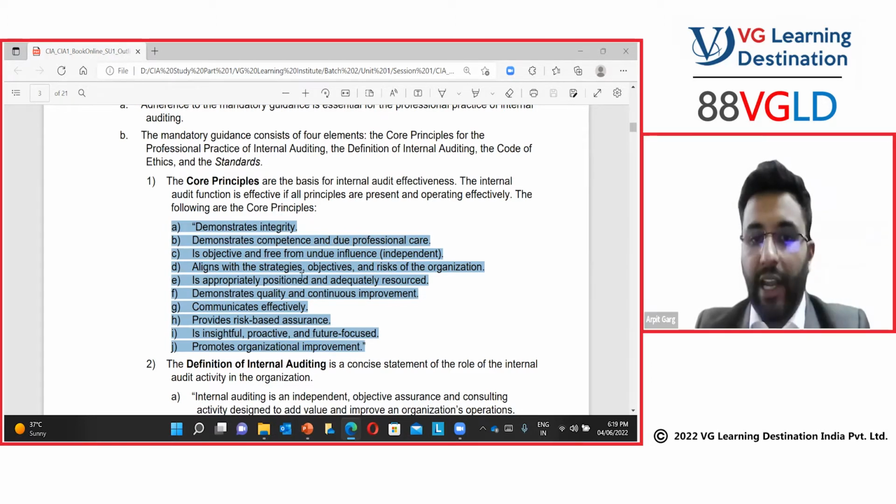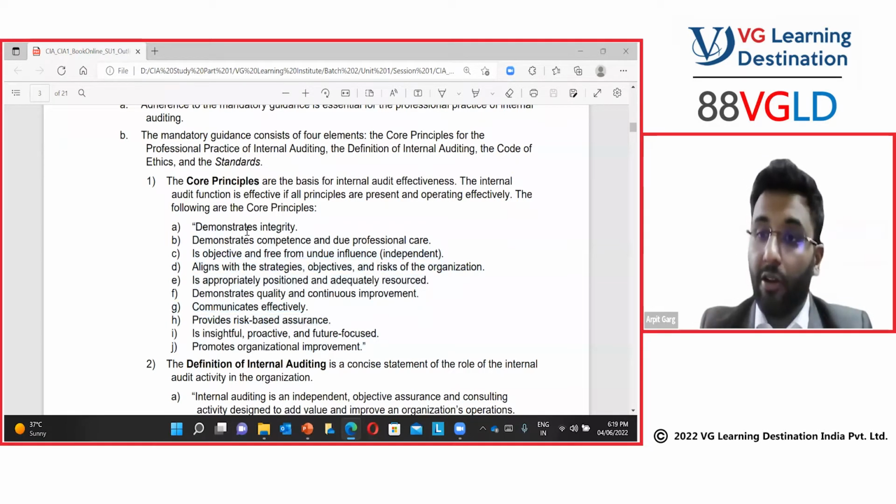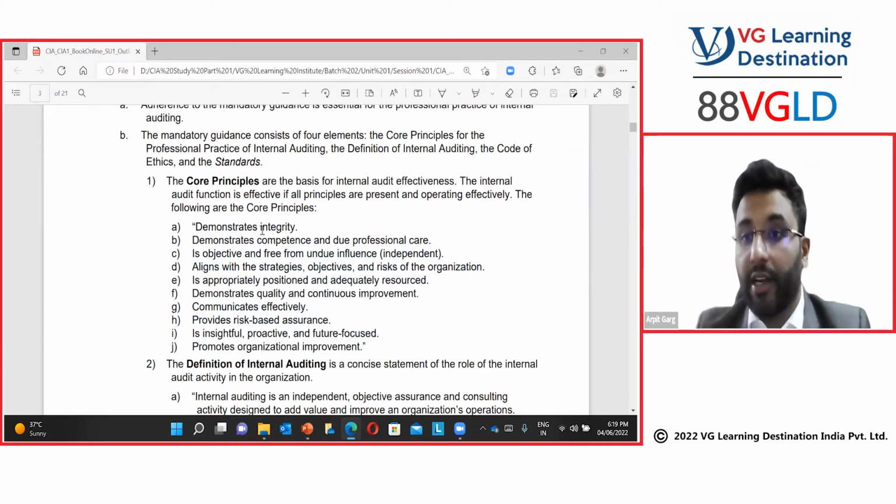So now I'll share just a couple of pointers so that you don't just learn it but understand it practically and relate it better. And of course, when we get into detail, we'll reflect back on the core principles, and then you will get a lot more confident that yes, you understand this. So when can we say that the internal auditor is demonstrating integrity?